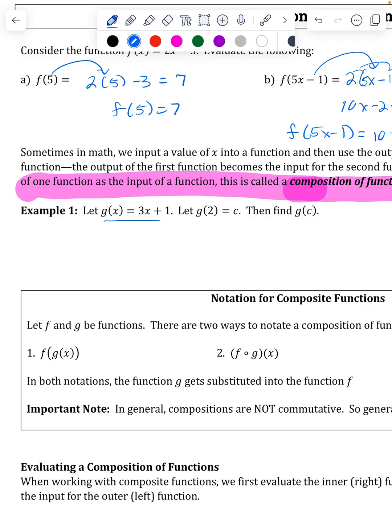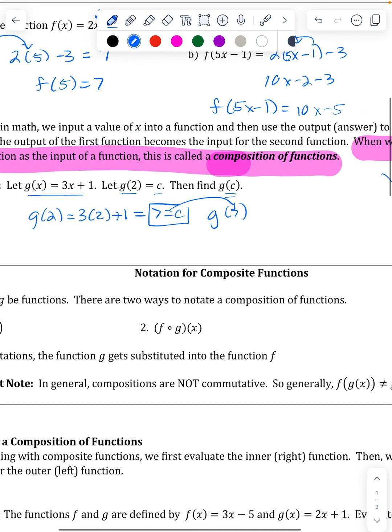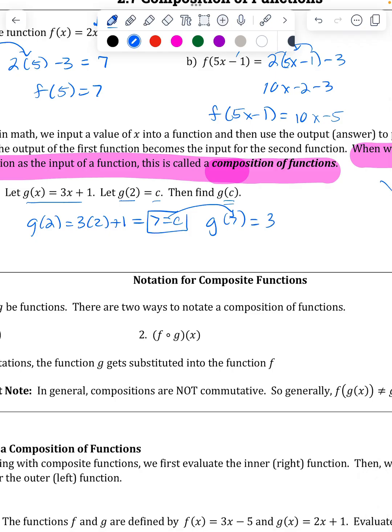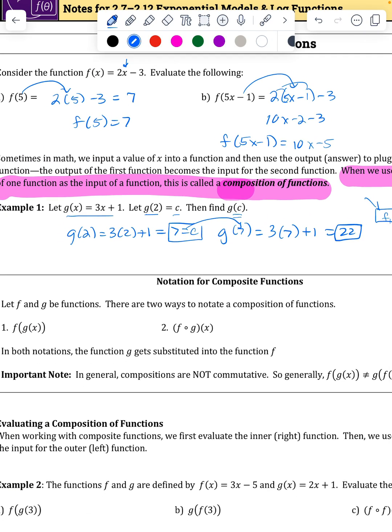So it's giving you a g of x. It's saying the value of g when you plug in a 2 is c, so find g of c. What we've got to do is find g of 2 by putting a 2 in for the x. That becomes a 7. Since g of 2 is c, then 7 is c. So this is asking us to find the g value at 7, if that's your x. So I go back to the function and put a 7 where the x was, and I end up with 22. So you're running it through, like it said, the outcome of one becomes the input of another.